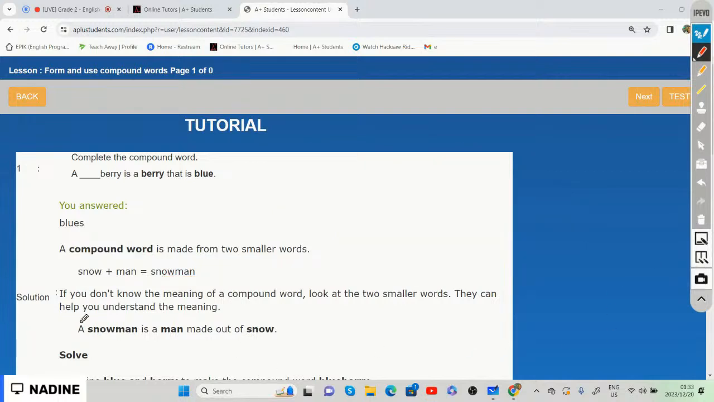All right, so we said a compound word is made from two smaller words. And if you don't know the meaning of a compound word, then you can basically just look at the two smaller words. You look at these two smaller words, try to find the meaning of those two smaller words in order to understand the meaning of the compound word.